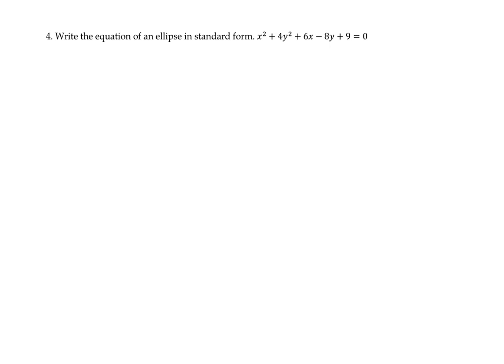Okay, write the equation of the ellipse in standard form. So that's complete the square. So I'm going to put my x terms together. So x squared plus 6x plus blank plus 4y squared minus 8y plus blank equals negative 9 plus blank plus blank. So half of 6 is 3. 3 squared is 9. Add that to both sides.